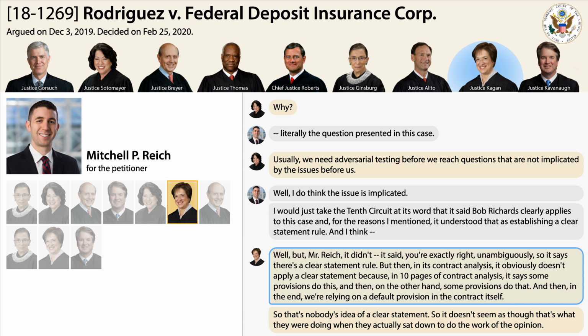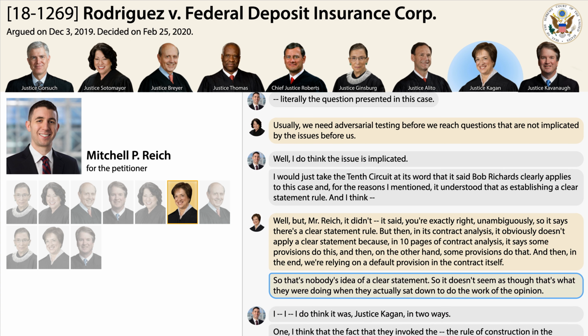But then in its contract analysis, it obviously doesn't apply a clear statement, because in 10 pages of contract analysis, it says some provisions do this, and then on the other hand, some provisions do that. And then in the end, we're relying on a default provision in the contract itself. So that's nobody's idea of a clear statement. So it doesn't seem as though that's what they were doing when they actually sat down to do the work of the opinion.